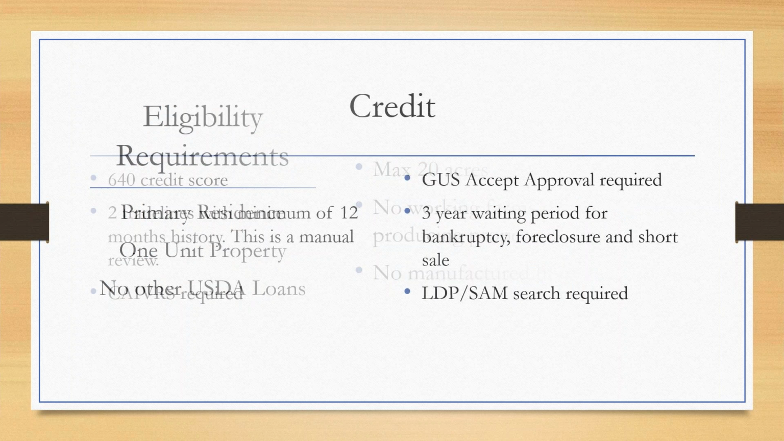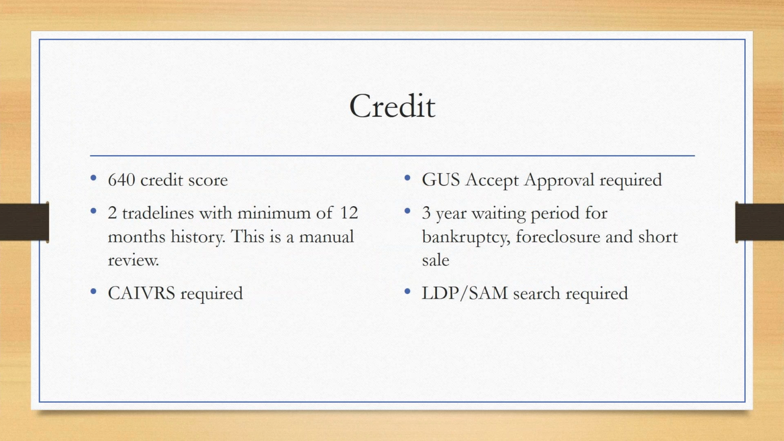Right. So next we have some credit requirements. We're dealing with a 640 credit score. I know that's a little bit higher than the credit score that we offer on the rest of our products, being the 620, but there's a couple of behind the scenes reasons for that at this time. We do need a GUS accept approval. We aren't doing any manual underwrites on this product at this time.